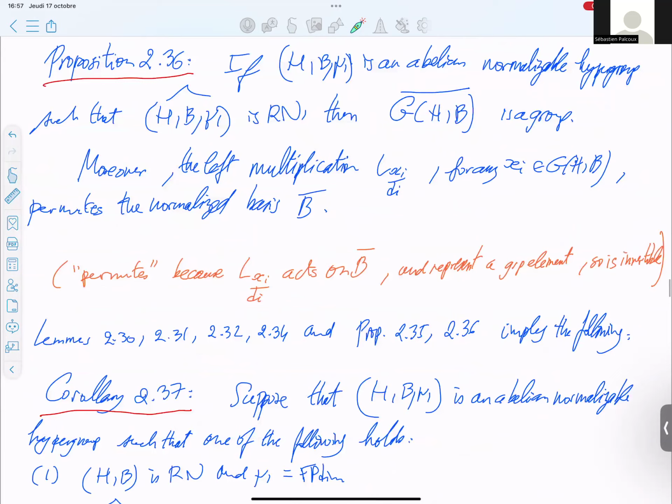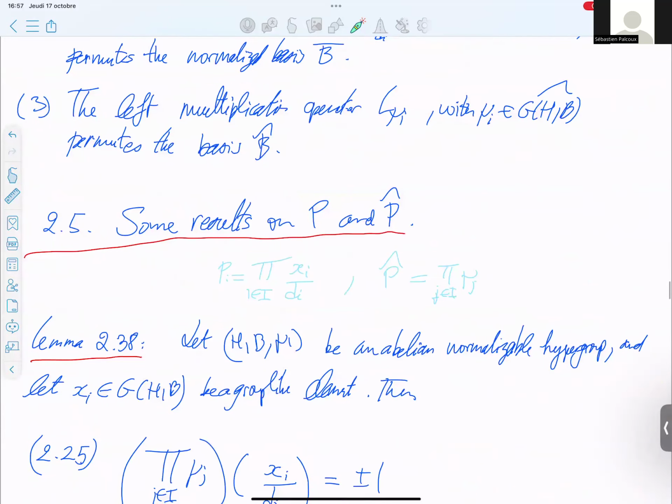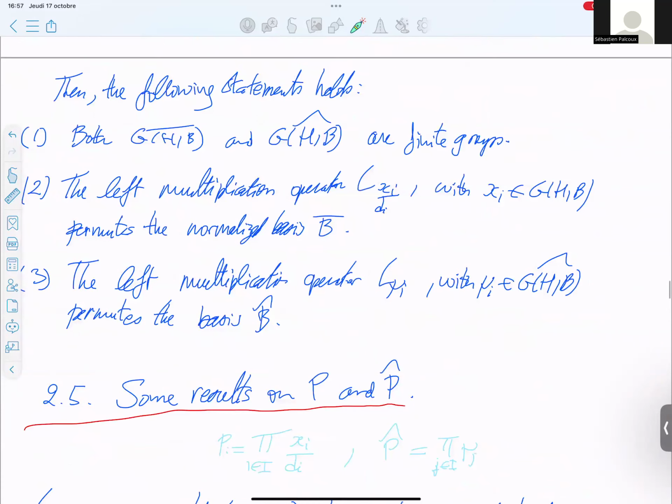So section 2, we are in page 78. So we almost finished the subsection 2.4.